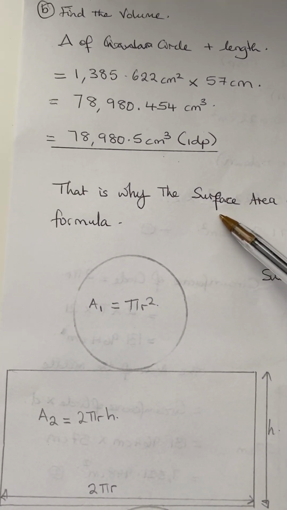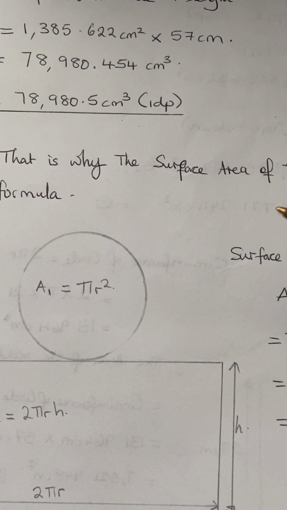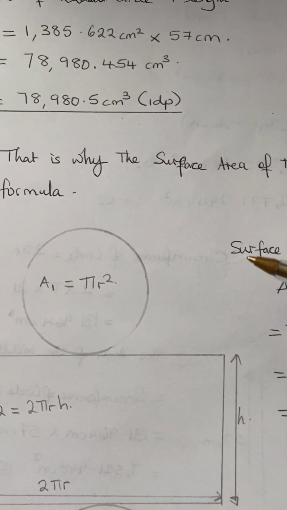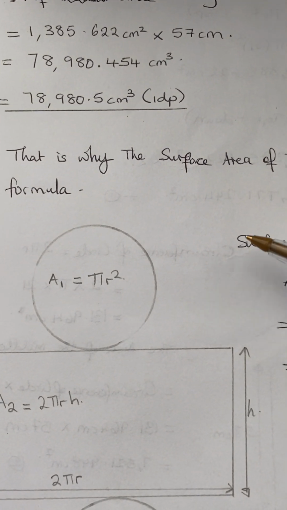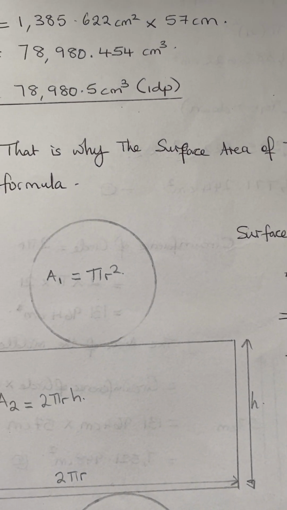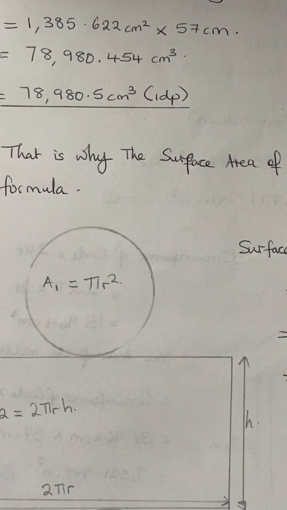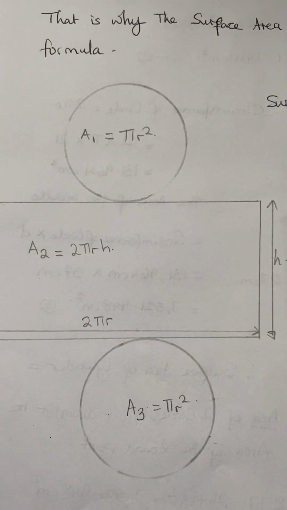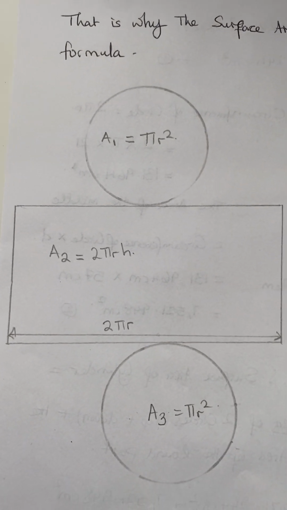Okay, so the surface area has a formula. Okay, and I'm going to ask you to put it on a flashcard. But before I show you how they got the formula from the answer we just got, I'm going to show you how we did it from what we just did. So this is the cylinder again that I've split open.